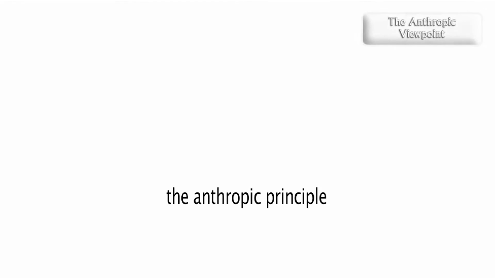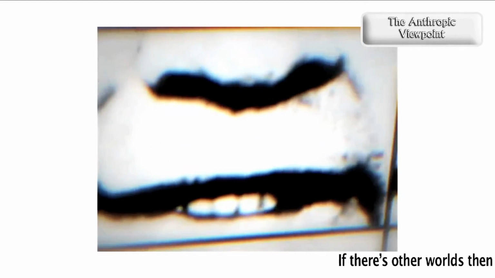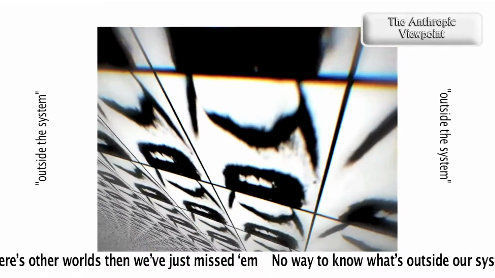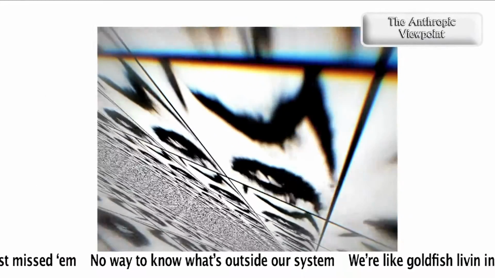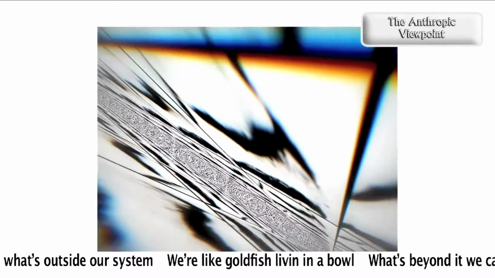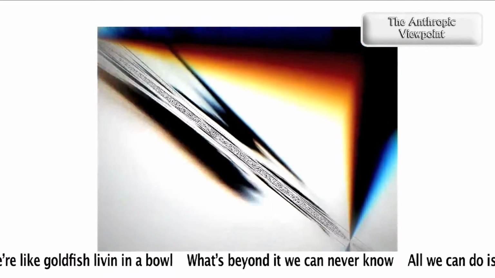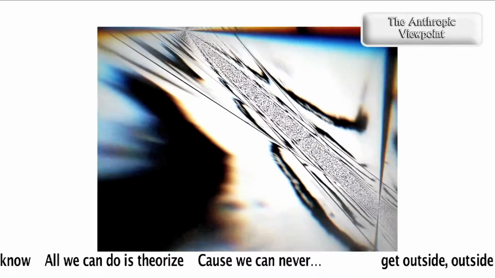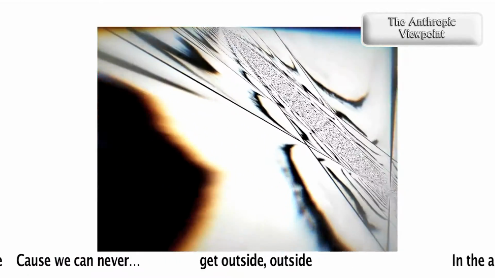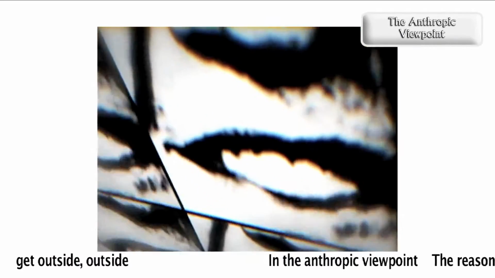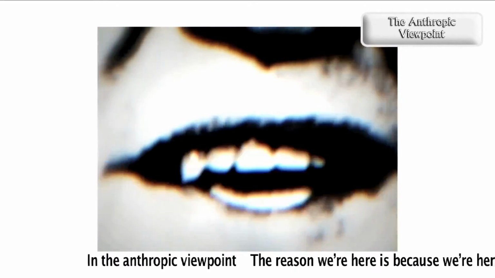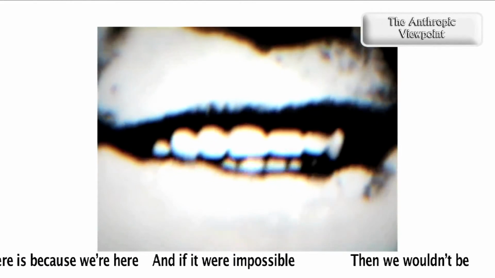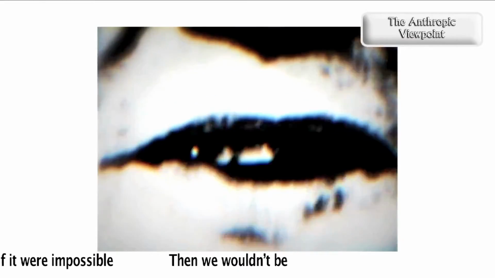This idea is known as the anthropic principle. As I say in my song, The Anthropic Viewpoint, if there's other worlds and we've just missed them, no way to know what's outside our system. We're like goldfish living in a bowl. What's beyond that we can never know? All we can do is theorize, 'cause we can never get outside. In the anthropic viewpoint, the reason we're here is because we're here. And if it were impossible, then we wouldn't be.